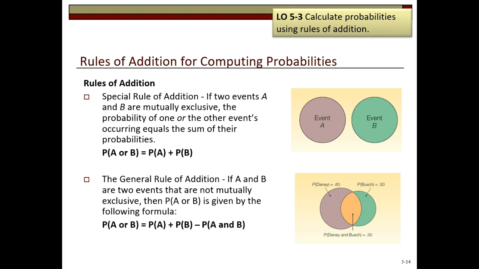The general rule of addition applies if A and B are not mutually exclusive, as illustrated on the Venn diagram on the bottom here, where there is an intersection between events A and B. Then the probability of A or B is computed by adding the probability of A plus the probability of B minus the probability of A and B.